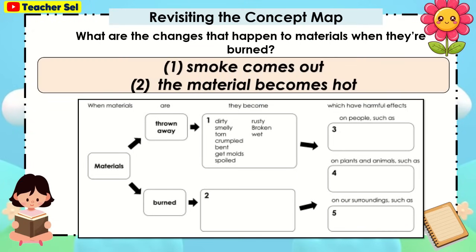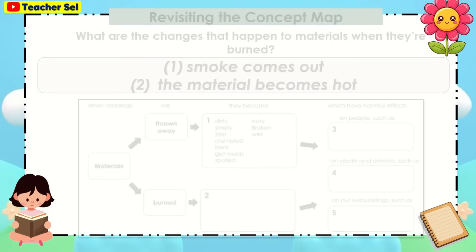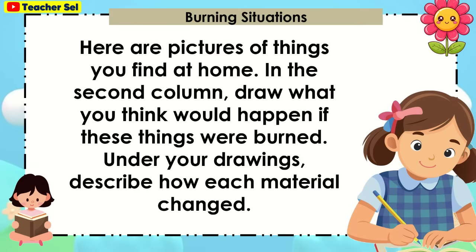Smoke comes out, the material becomes hot. Here are pictures of things you find at home. In the second column, draw what you think would happen if these things were burned. Under your drawings, describe how each material changed.